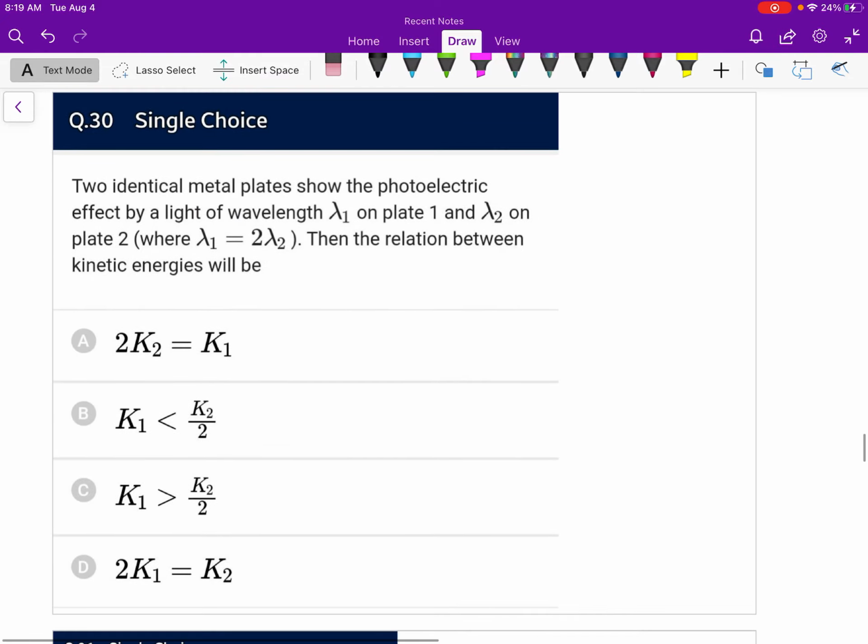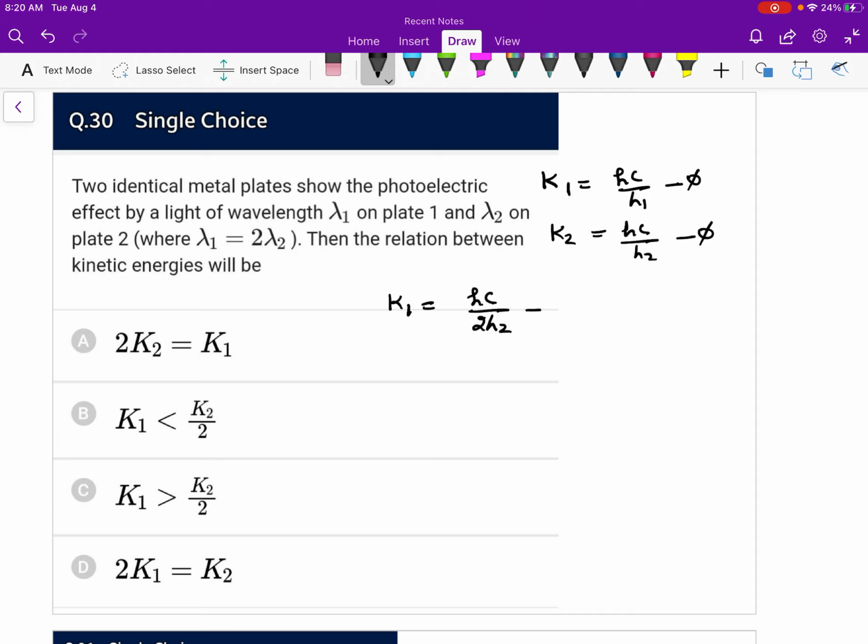Now next, two identical metal plates show the photoelectric effect by light of wavelength lambda 1 and lambda 2. Lambda 1 is 2 lambda 2, and the relation between kinetic energies will be, so K1 is hc by lambda 1 minus phi, and K2 is hc by lambda 2 minus phi. Okay, now let's substitute lambda 1 to be 2 lambda 2, so K1 is hc by 2 lambda 2 minus phi. Now take half common, so that is half hc by lambda 2 minus 2 phi.